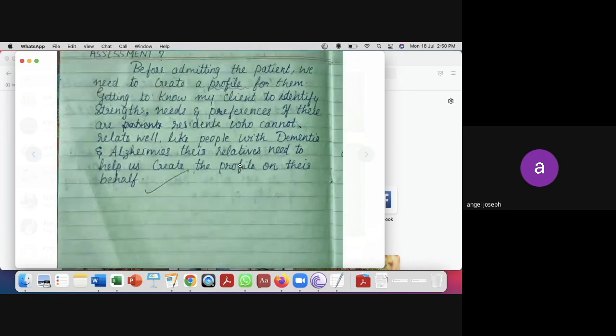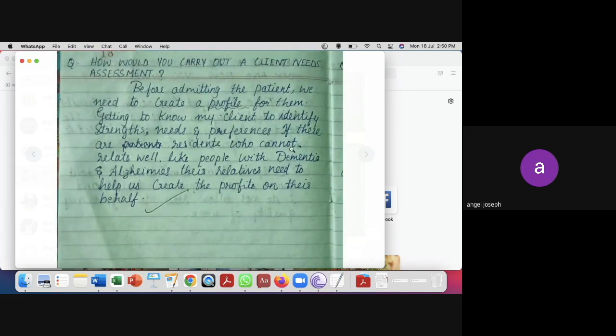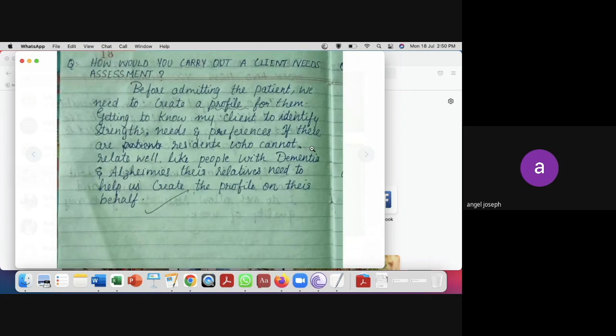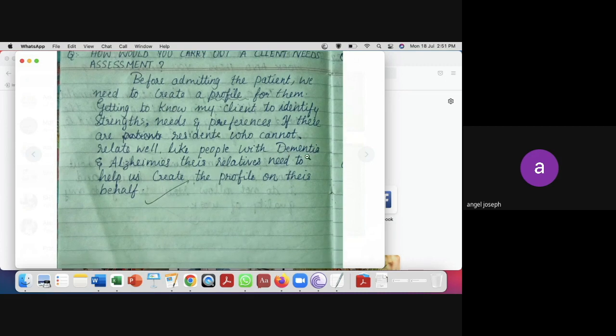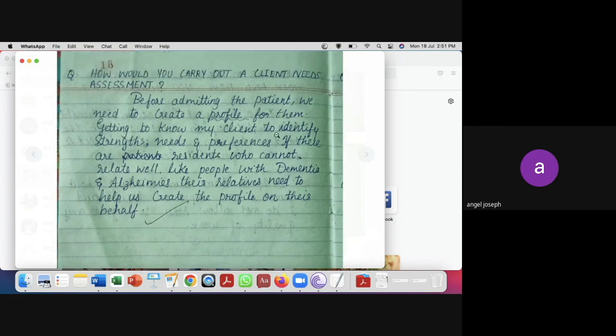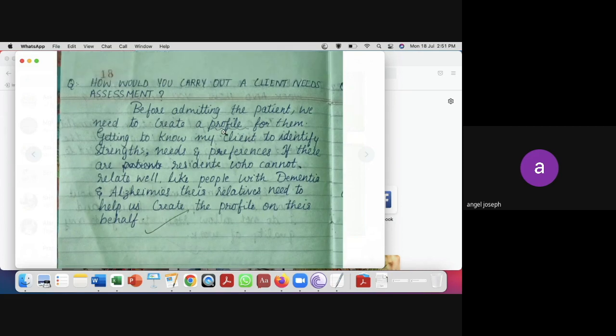I want all of you to just read this. I will add a few points alongside. All right, so I hope you've got an understanding. What do you mean by client needs assessment? The first highlighted word is here, profile. You create a profile for them.